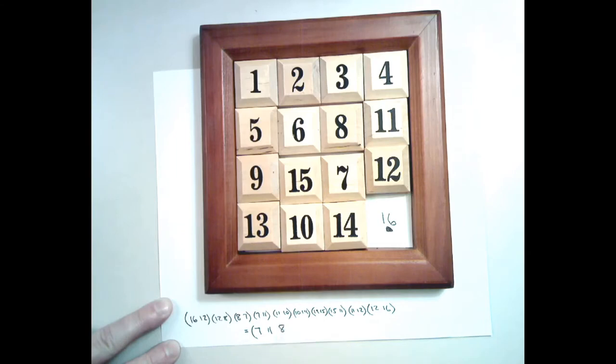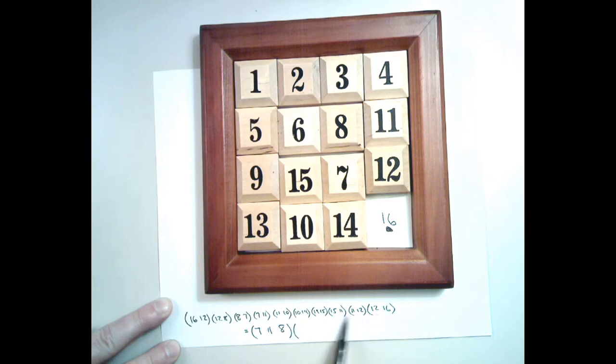So 11 moves to 8. 8 stays fixed. 8 moves to 7, and then stays there. So that's going to end that cycle. The next tile that moves, let's see, do I ever move tile 9? It doesn't look like it. It looks like tile 10 is the next tile moved.